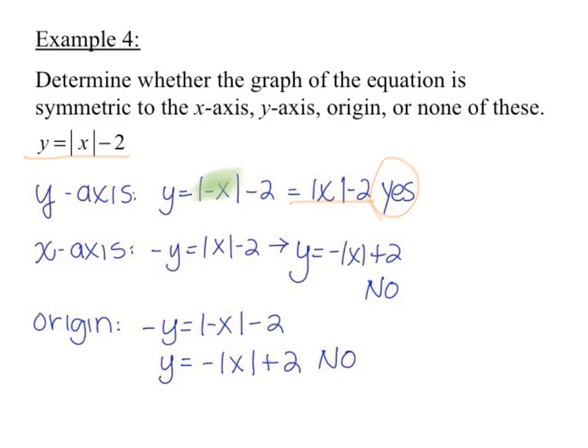For x-axis reflection, we replace y with negative y, which when I multiply by -1, puts this negative out in front here and changes our 2 to positive 2, so no, it's not the same. And with origin, we replace both of them and then multiply through by -1 to get rid of the negative in front of the y. And no, it is not origin symmetry either.